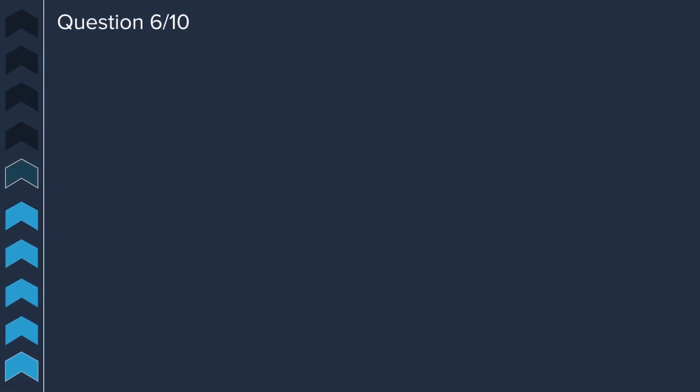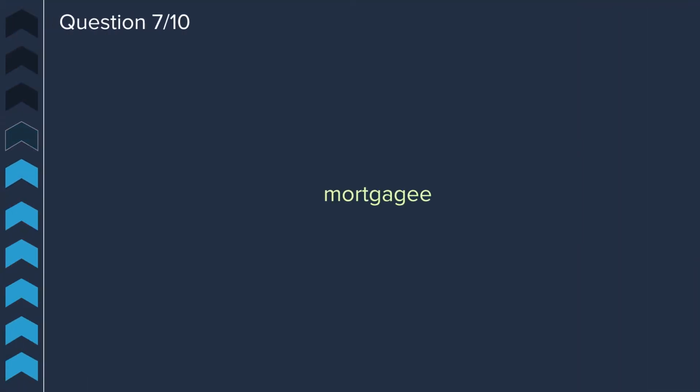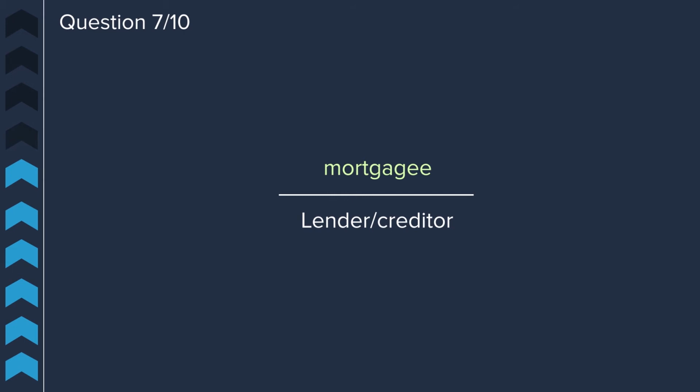Question 6. Who is the mortgagor? The mortgagor is the borrower or the debtor. Question 7. Who is the mortgagee? The mortgagee is the lender or the creditor.